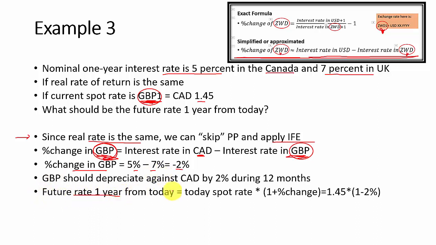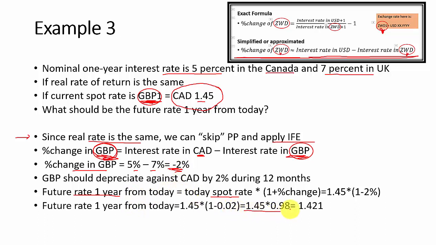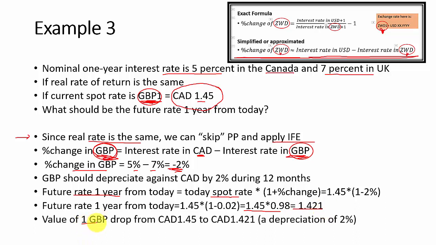The future spot rate 1 year from today equal to today's spot rate times 1 plus the change, equal to today's spot rate of 1.45 times 1 minus 2%. Yeah. And it equal to 1.421. It means that the value of pound dropped from 1.45 CAD to only 1.42 CAD, and this depreciation is associated with 2%. And I mean, it makes sense because UK offers a high interest rate. It implies that inflation in UK is high and therefore the UK pound should drop.